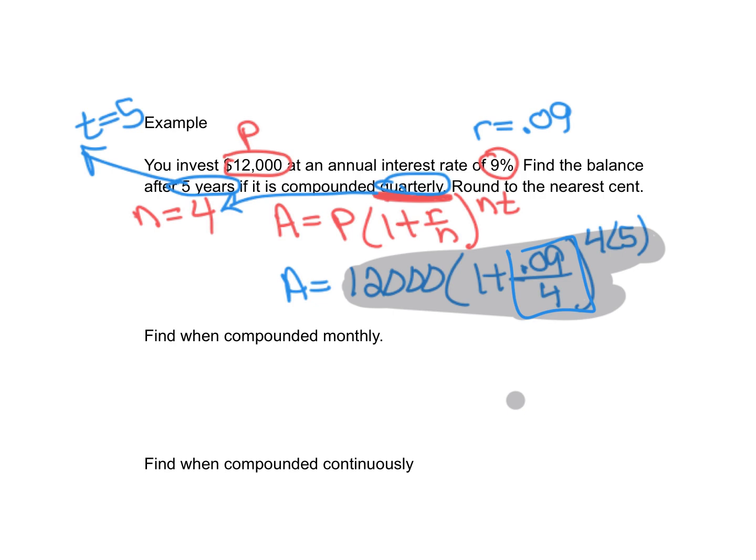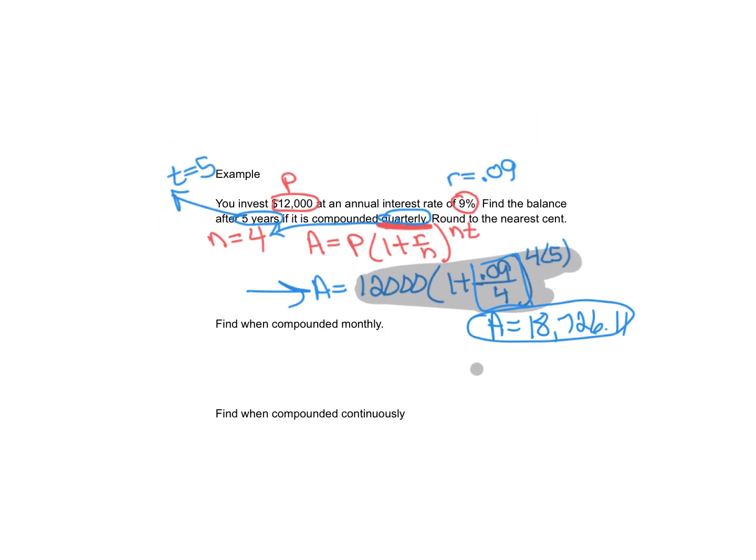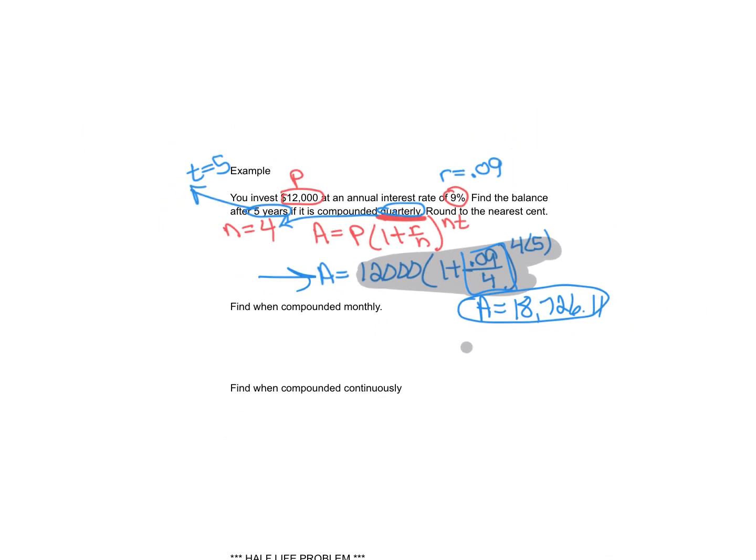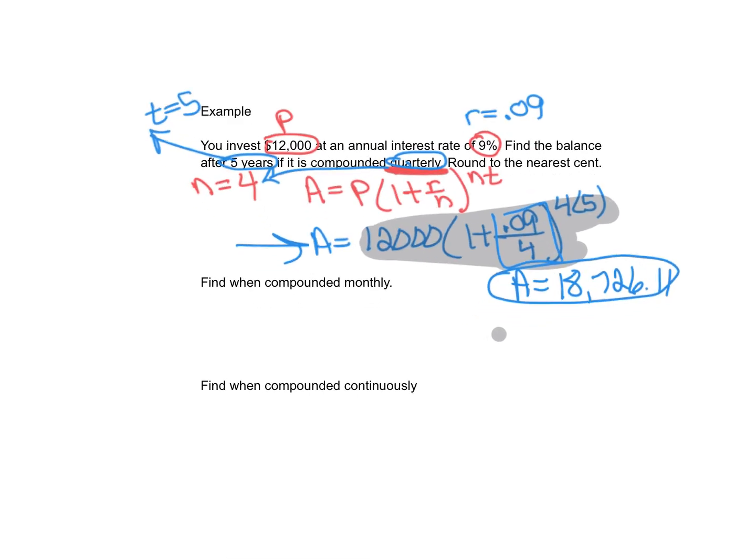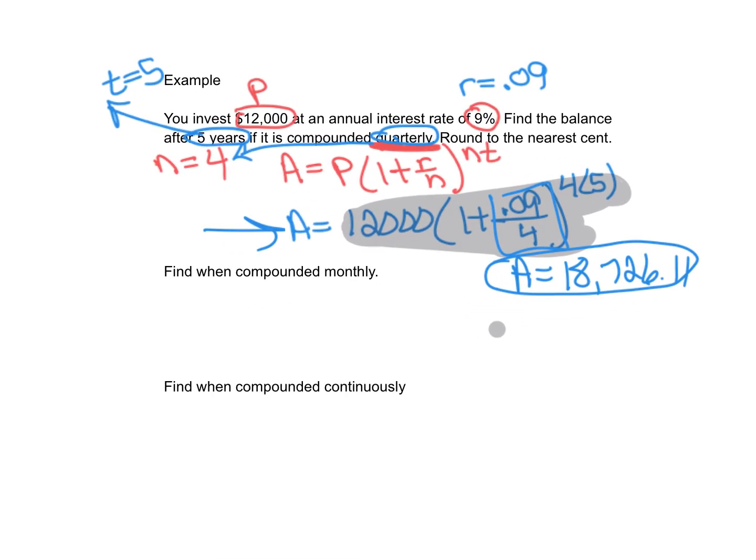On a test or something, you would need to make sure you show what this is, but then you can put that all into the calculator and you would end up at $18,726.11. Which means after 5 years of doing absolutely nothing but putting your money in the bank, you would go from $12,000 to $18,726.